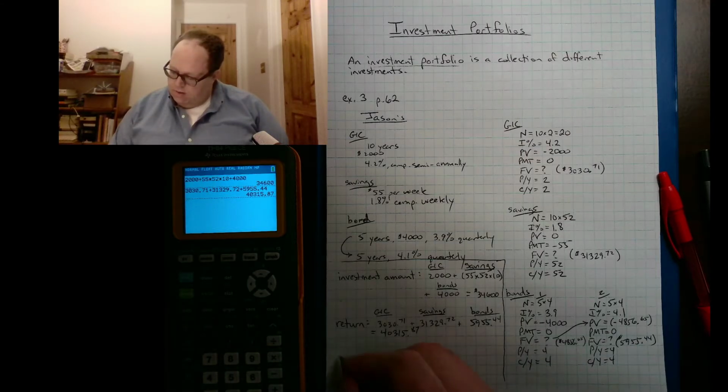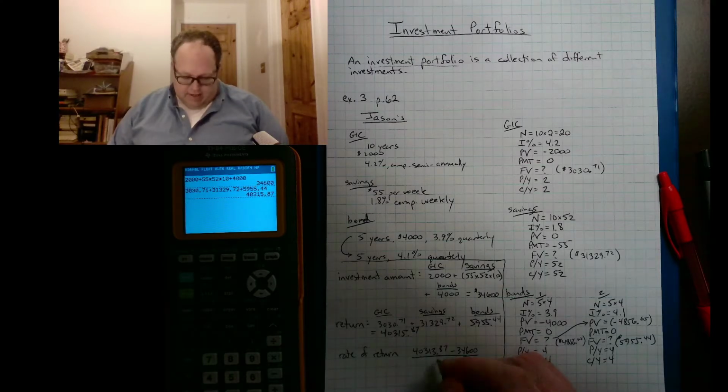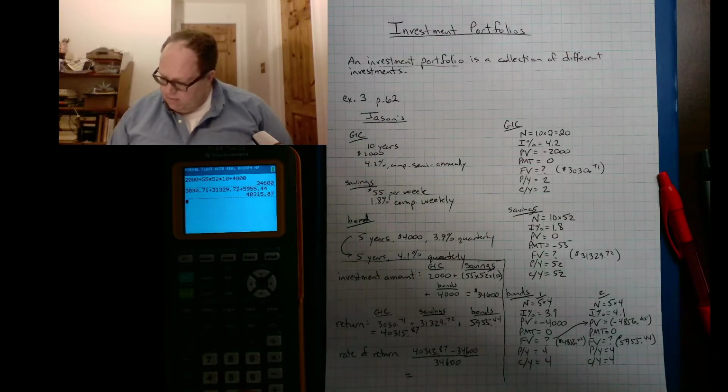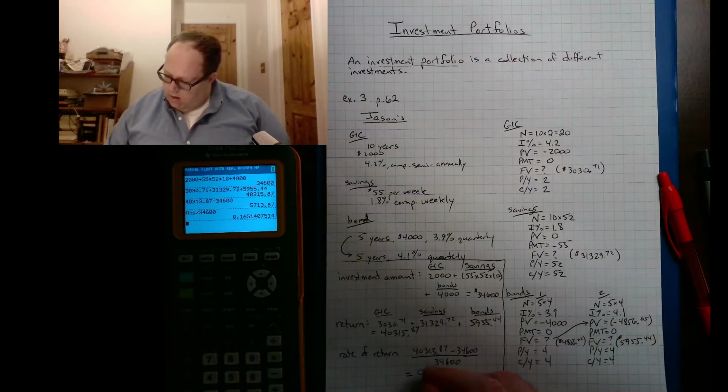So the rate of return would be 4315.87 minus 34,600, divided by 34,600, or 0.165, or 16.5%.